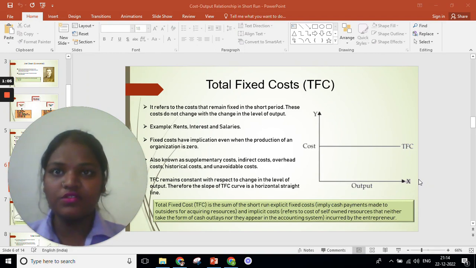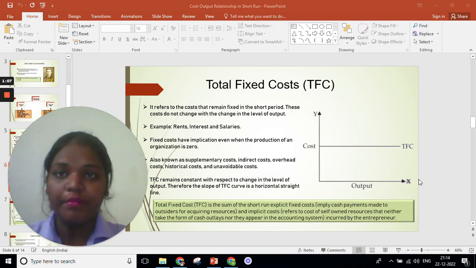A fixed cost usually includes payment of rent for a building, interest paid on capital, insurance premium, depreciation and maintenance allowances, administration staff expenses, property tax, license fees, etc.